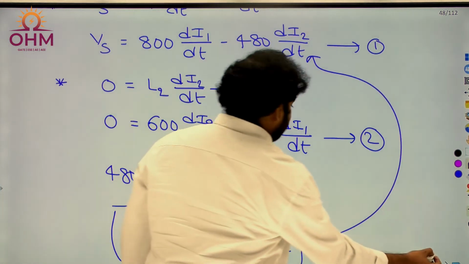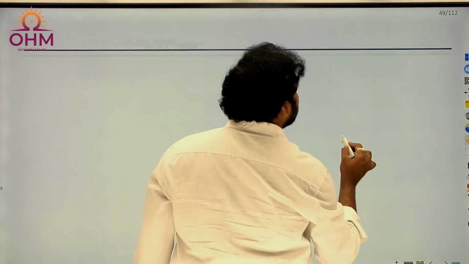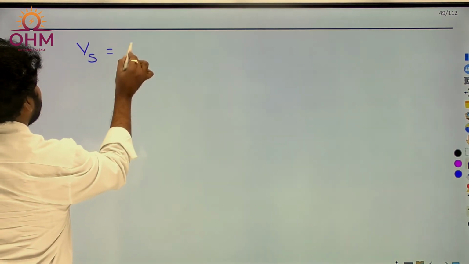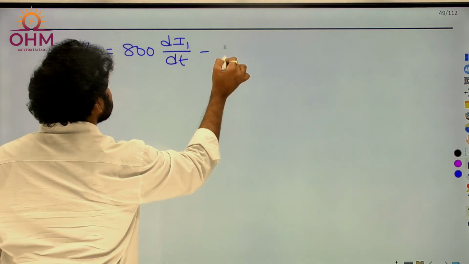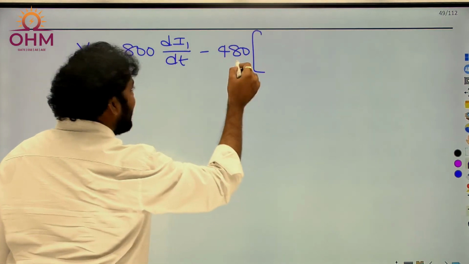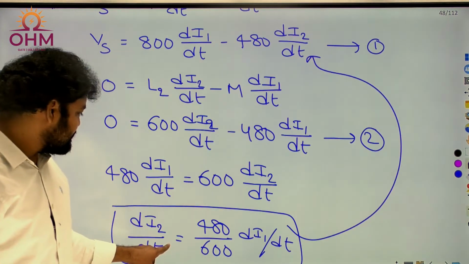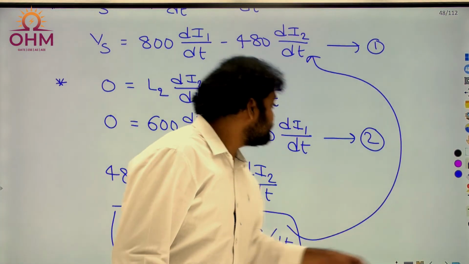Okay. Then let us write what happens to source voltage Vs. Now source voltage Vs is equal to 800 times di1 by dt minus 480 into, we have di2 by dt, but what is di2 by dt from the last equation? 480 by 600 times of di1 by dt.